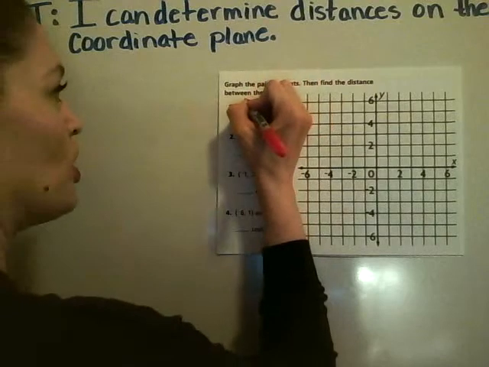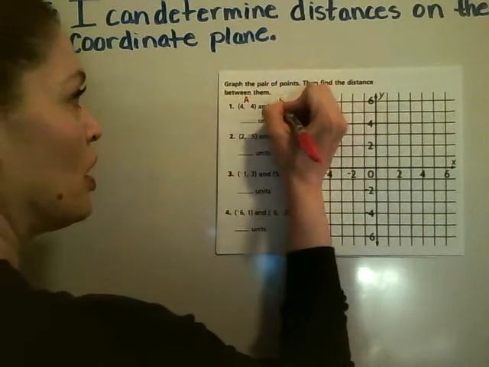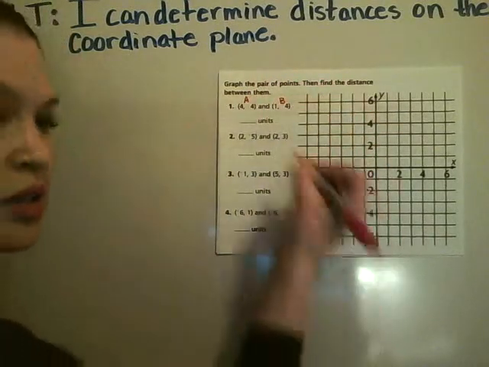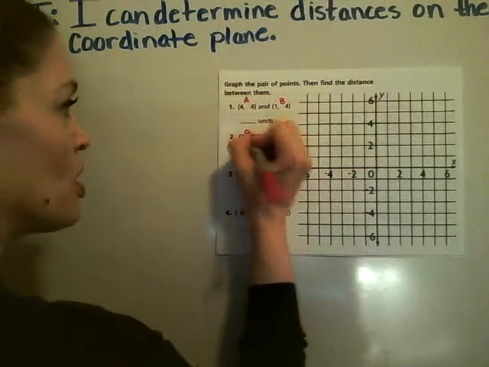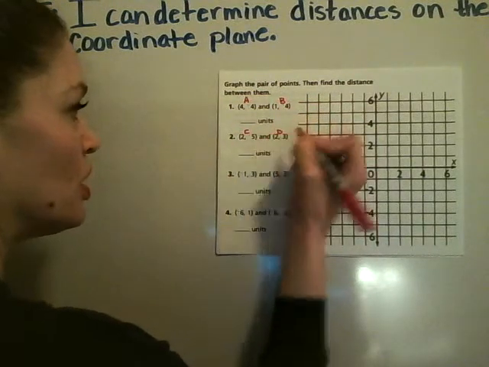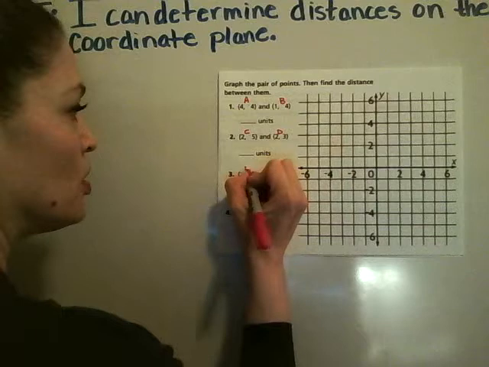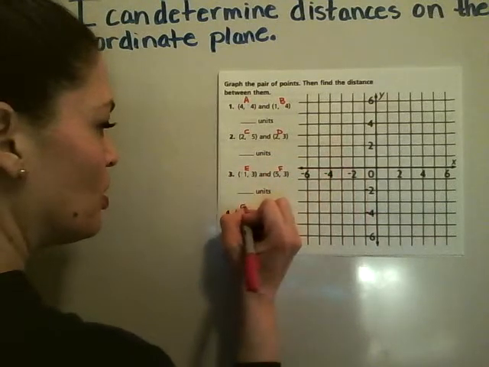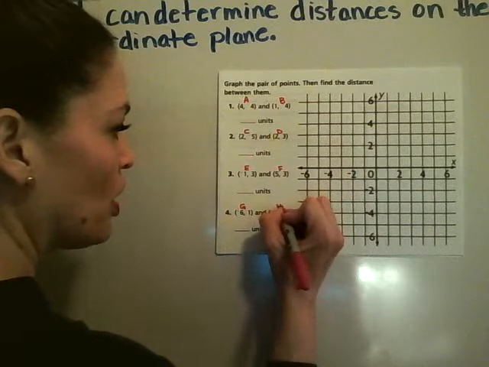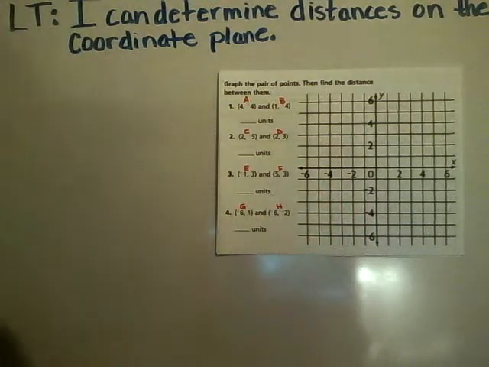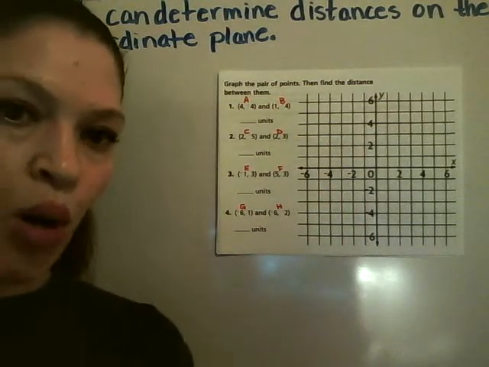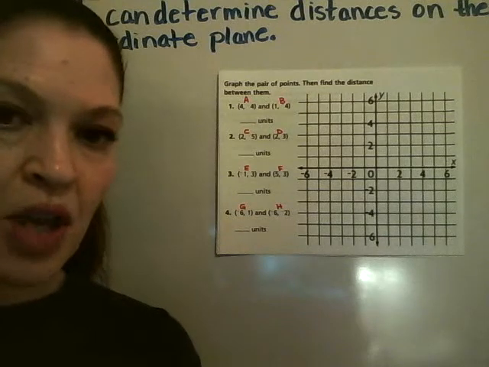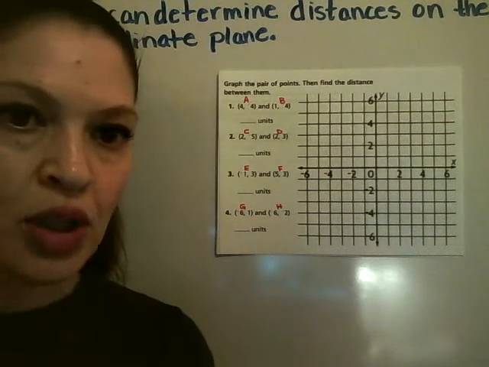So let's call this point A. That one will be B. Let's go C, D, E, F, G, and H. Okay, now we're all set. Now we'll all be talking about the same thing when we refer to a particular point.